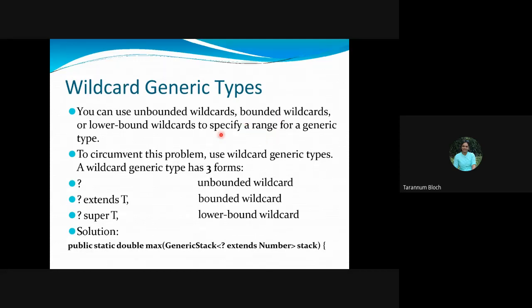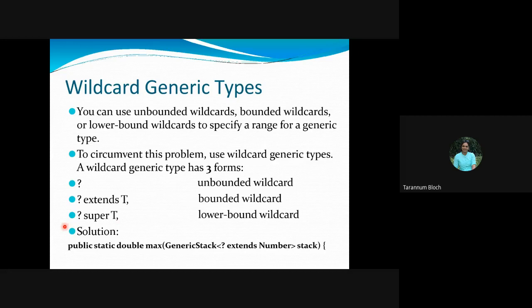Fine. So there are basically three wildcard generic types. It takes three forms. Unbounded wildcard, right? When we are using the unbounded wildcard, we can go with the question mark. Bounded wildcard, when I say bounded, we can go with question mark extends T. And when you want to go with the lower bounded wildcard, you can go with question mark super T.